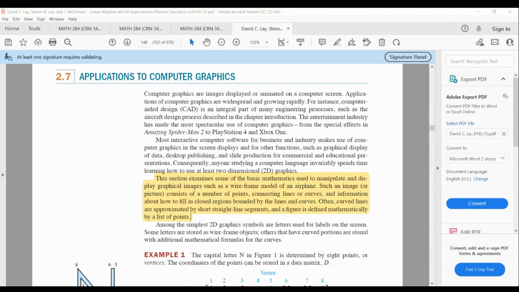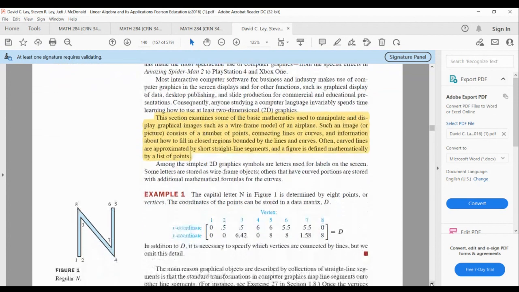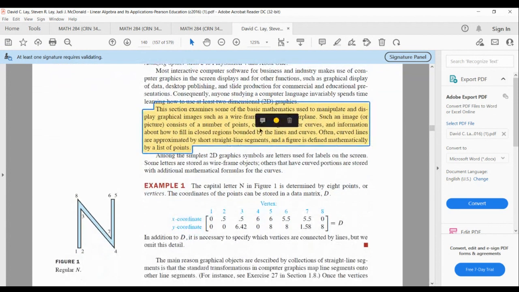Okay, so let's take a look at example one. The book has some nice examples. We'll look at a few of our own. Example one: the capital letter N in figure one is determined by 8 points, or vertices. The coordinates of the points can be stored in a data matrix D.